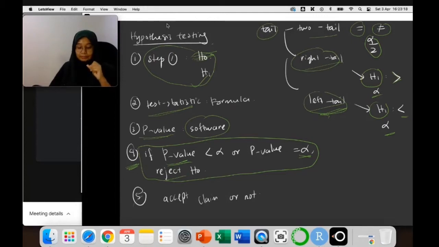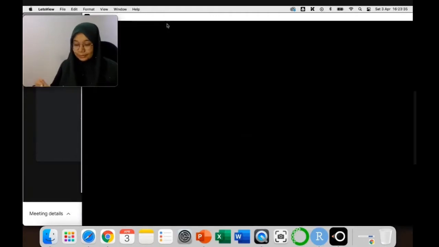And then step number 5, you conclude your hypothesis. You conclude your experiment. Is it you accept your claim or not? Your claim from the beginning. So this is basically the confidence interval and the hypothesis testing. Right. So from that, you will have this one.